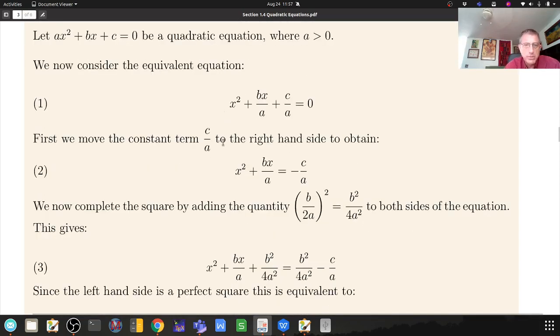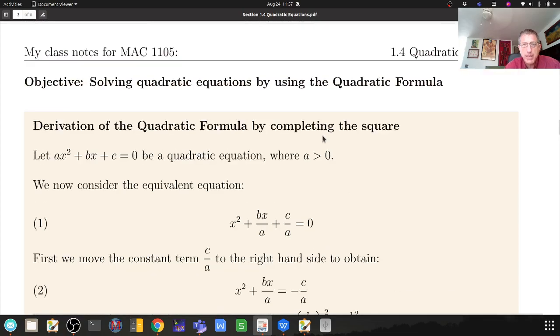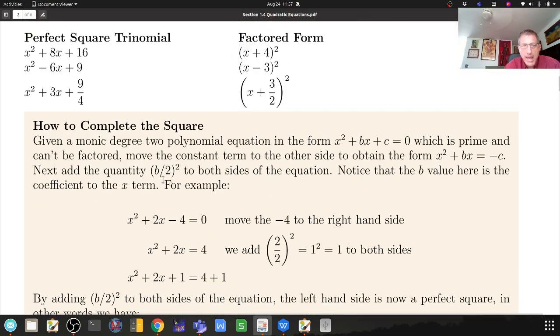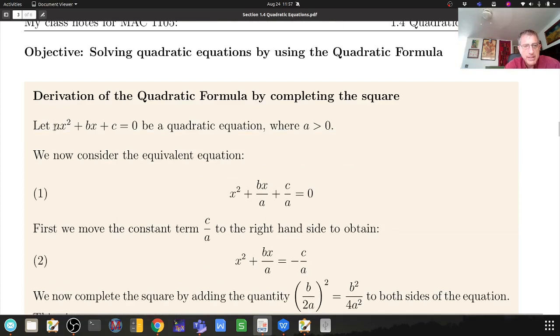So what do we do? We literally, symbolically complete the square. But we can't complete the square yet, because we have to have a monic degree 2 polynomial. This is not a monic degree 2 polynomial unless a is equal to 1. But we can make it equal to 1 by dividing everything through by a. So that makes our leading coefficient 1, and I have bx over a plus c over a equals 0. 0 divided by a is still 0.